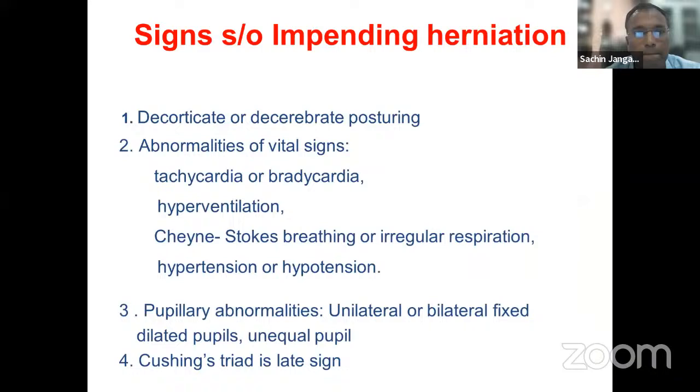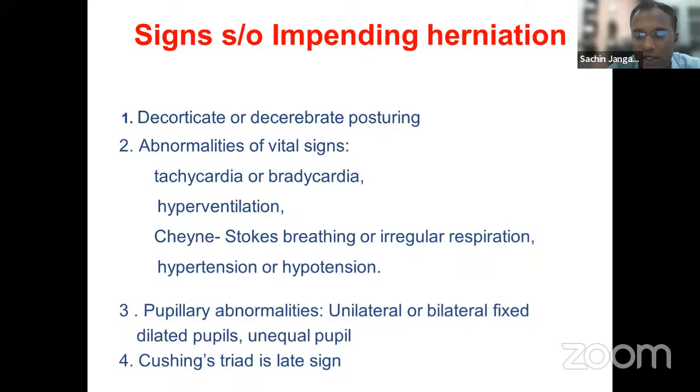If there are signs of impending herniation, such as decorticate or decerebrate posturing, abnormal vital signs like tachycardia, bradycardia, hyperventilation, Cheyne-Stokes breathing, or irregular respiration, if there is hypertension or hypotension, or pupillary abnormalities are present. If unilateral or bilateral fixed dilated pupils are present, then these are the signs of impending herniation.